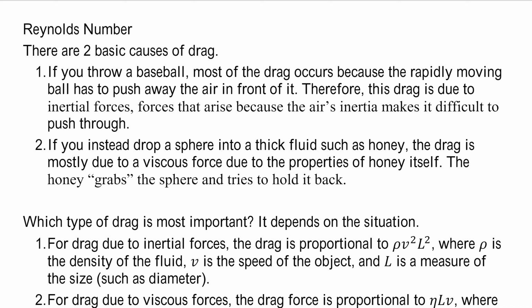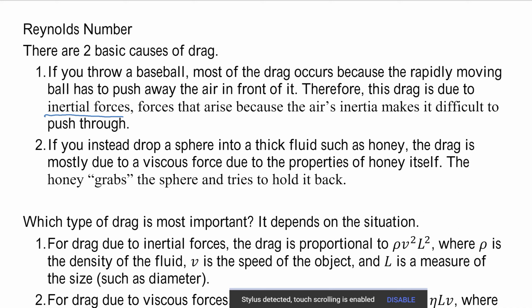There are two basic causes of drag, first of all. If you throw a baseball, most of the drag occurs because the rapidly moving ball has to push away the air that's in front of it. So, therefore, this drag is due to inertial forces. So, forces that arise because the air's inertia makes it difficult to push through. So, you're pushing through the air and you're pushing away the air that's in front of you. That's one basic cause of drag.